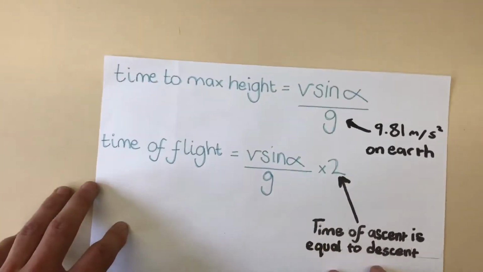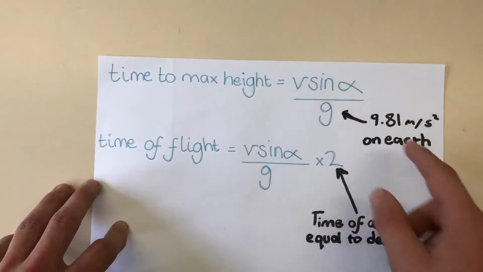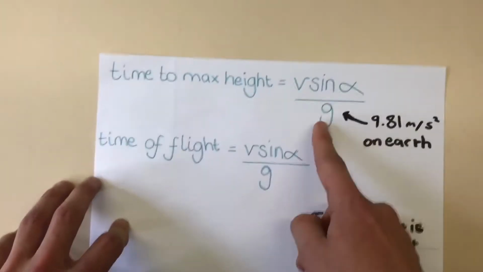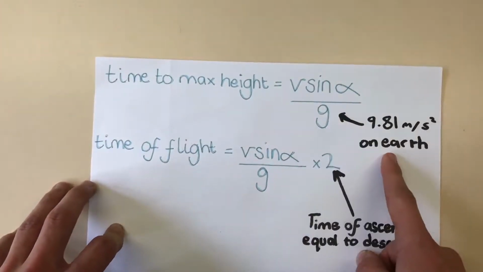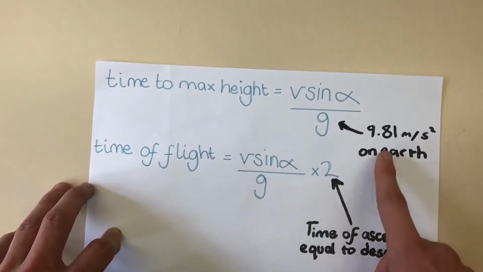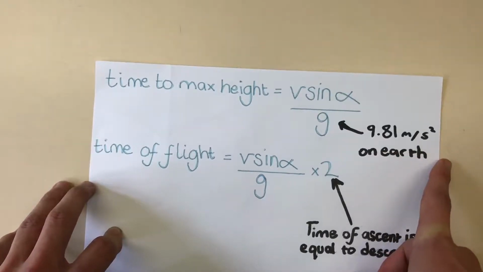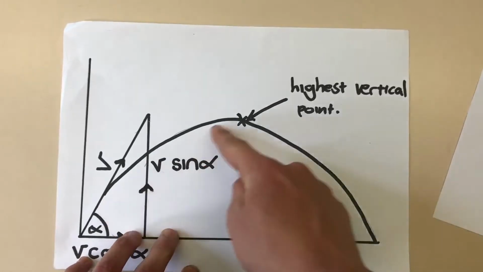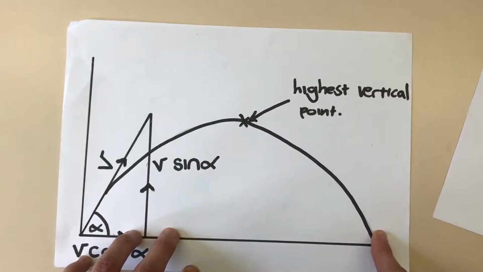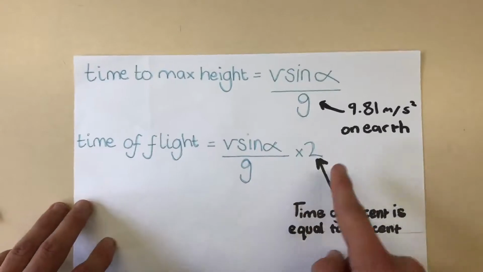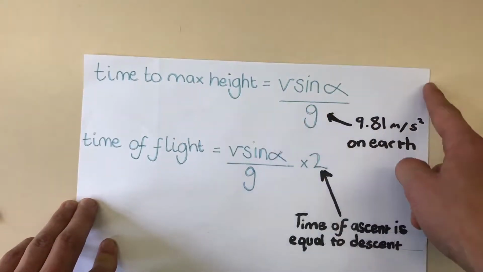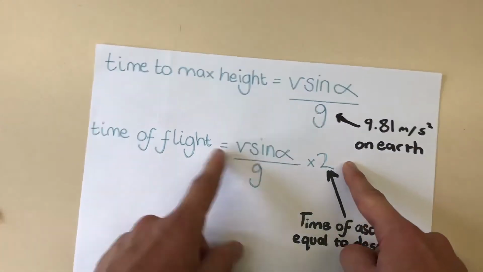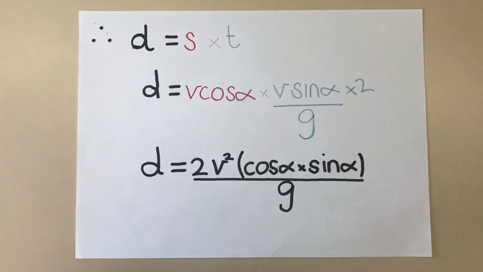We can work out the time it takes to reach the highest vertical point on the graph of the throw by using this equation. The velocity of the upward component divided by the rate of deceleration on Earth caused by gravity, 9.81 meters per second squared.